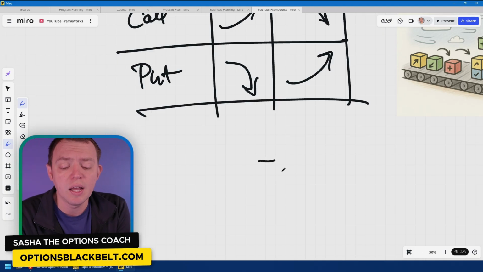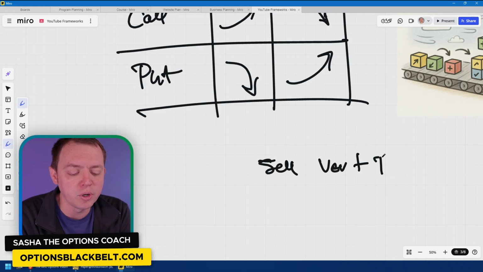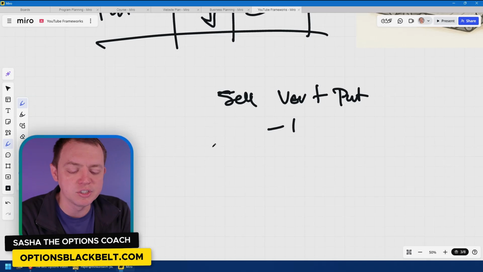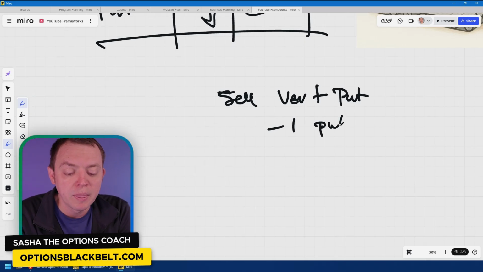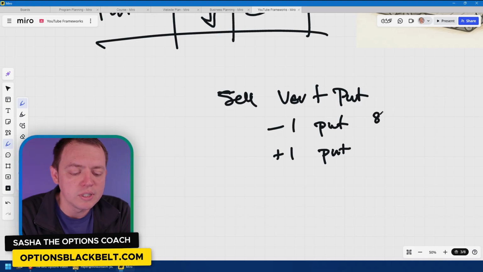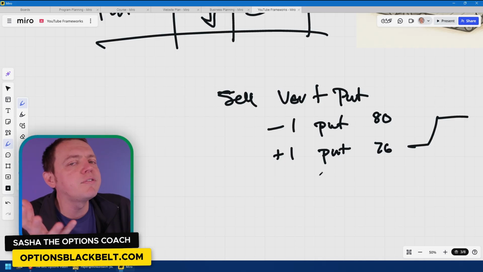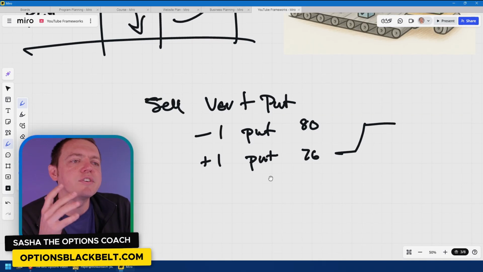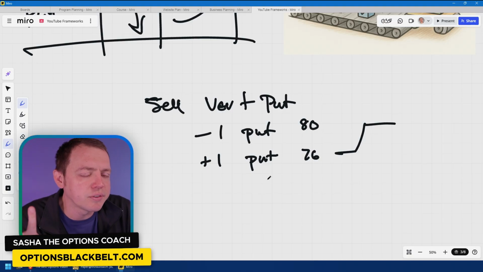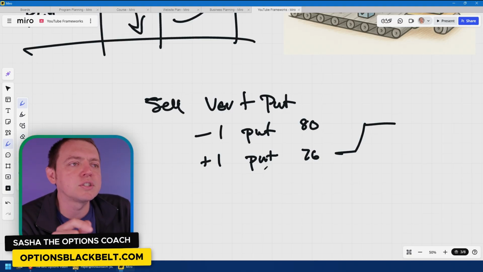So let's say I'm selling a vertical put. Okay, so I've got a vertical put. The way that works is I'm selling one, maybe below a certain stock price. I'm selling one put, and then I'm buying another put below that. So let's say I'm selling an 80 and then I'm buying a 76. Now I've created a vertical construction, and bam, I've got myself a strategy. Now, this is all fine. You've got different strategies for different things, and you might say, there's a lot of strategies out there. Yes, that's true. There are a lot of strategies out there.